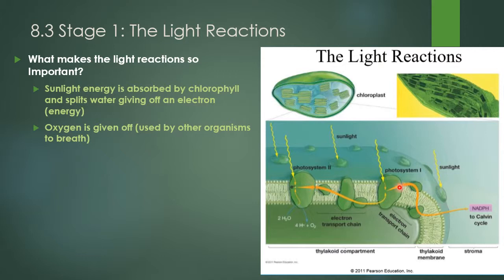And again, that electron is moving from photosystem 2 to photosystem 1. These are just places where these reactions are occurring. And then that electron is carried out in that NADPH electron taxicab and carried on to our next phase, which is the Calvin cycle. And this is all taking place in the chloroplast.